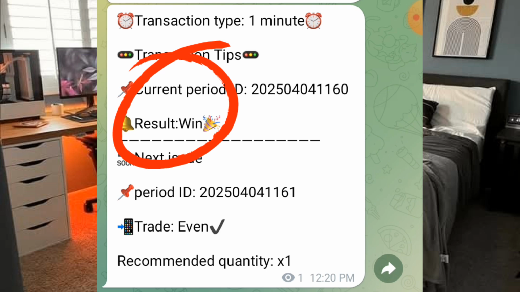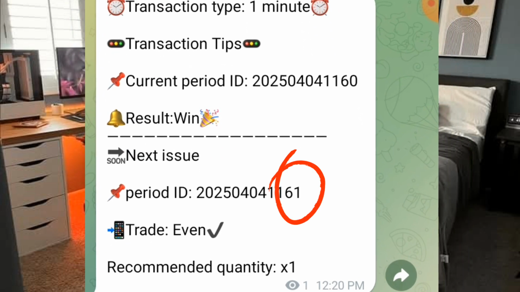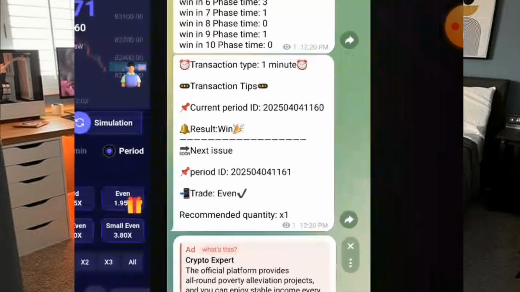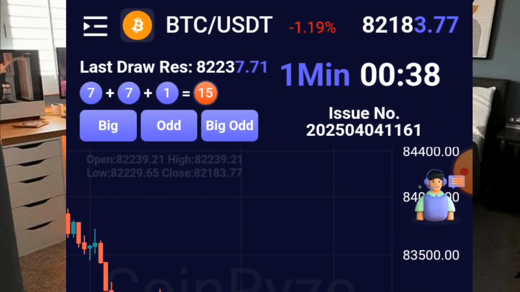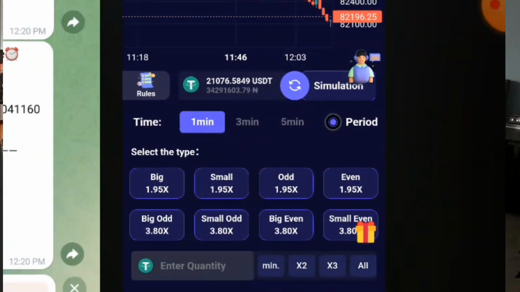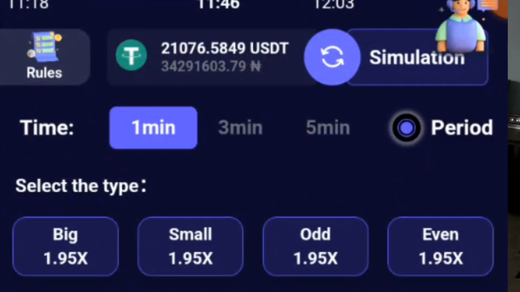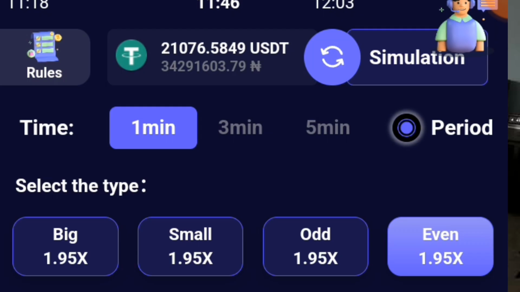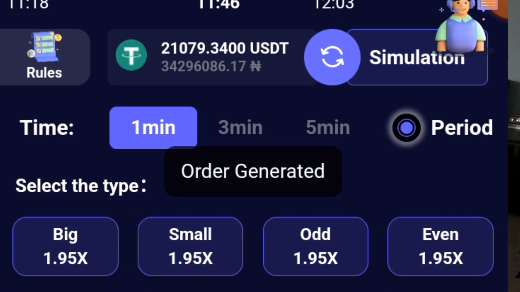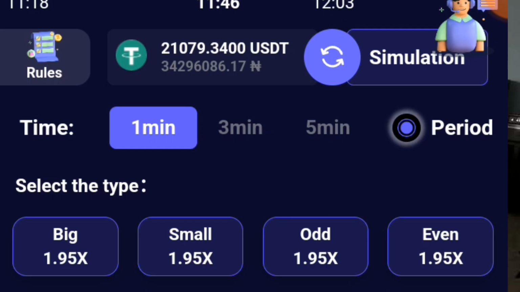So let me do it one more time. I'm going to still confirm the last 2 digits of the period ID, which is 61 on the site, and choose the even trade type. So the last digits of the period ID here is 61. So we're going to choose the trade type even. I'm going to put in the base amount because that was a win. So 2.9. So that's basically how you trade on Coinryze practically.